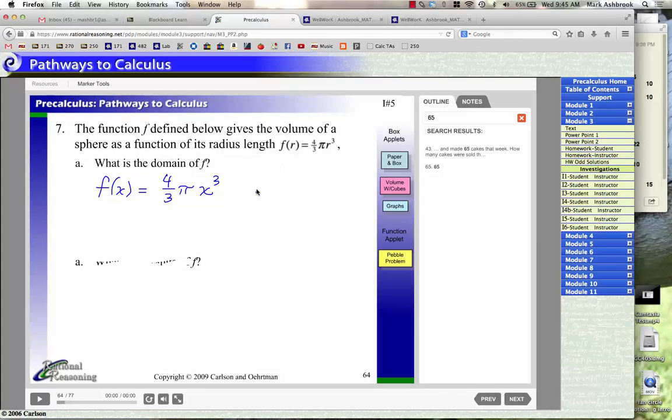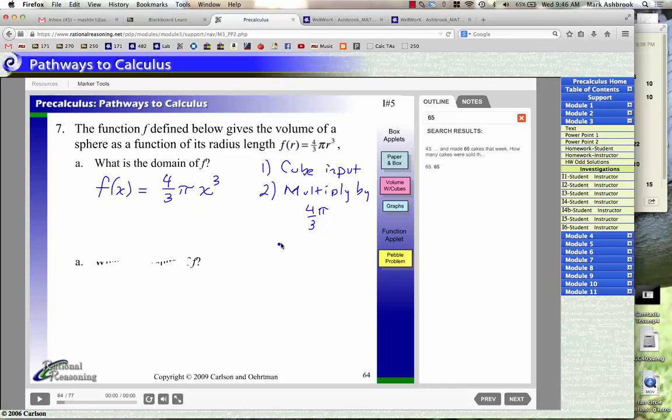Okay, so let's do what we did earlier. What is the set of instructions that this function says to do? Take the input and do what first? Cube the input. And then after you cube the input, what does it tell you to do next? Multiply by? So we can just take that whole thing together. 4 pi over 3. Or 4/3 pi, either way.